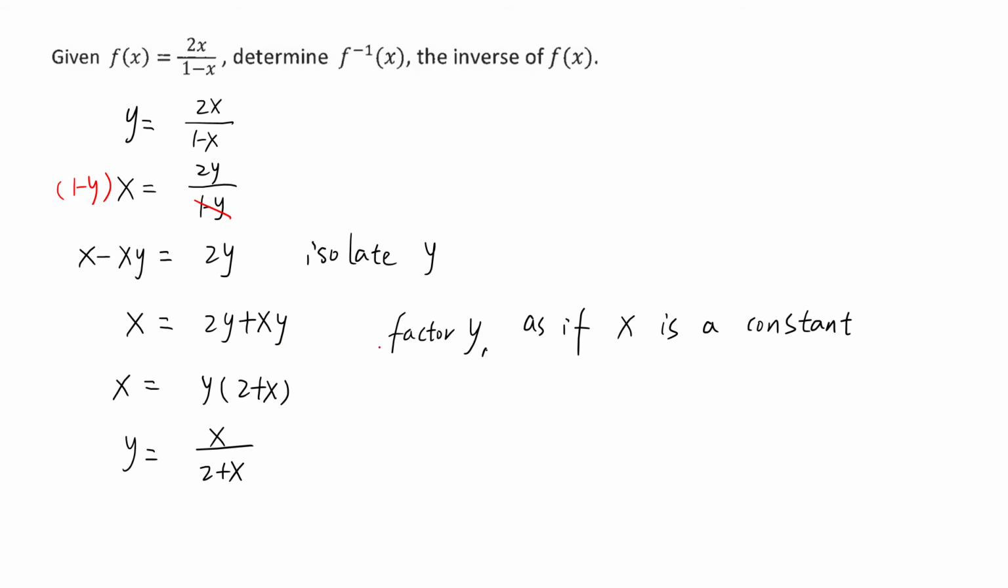The next step is, because we consider x as a constant, we can factor y, and this becomes y times (2 plus x). So y is isolated, right? Then the last step is to divide by (2 plus x) on both sides. So we have y equal to x divided by (2 plus x). So the inverse function is x divided by (2 plus x).